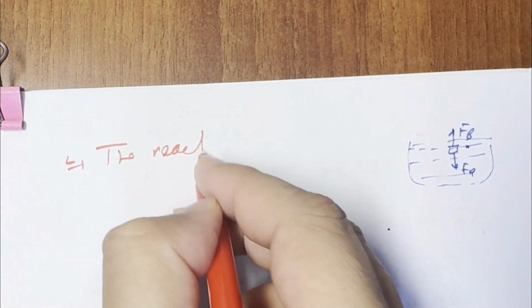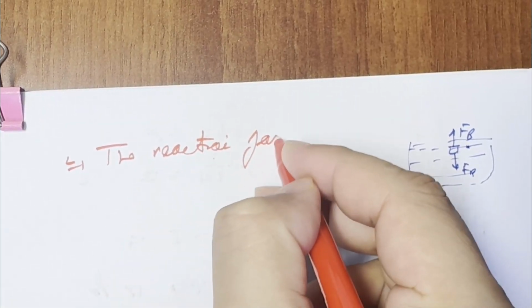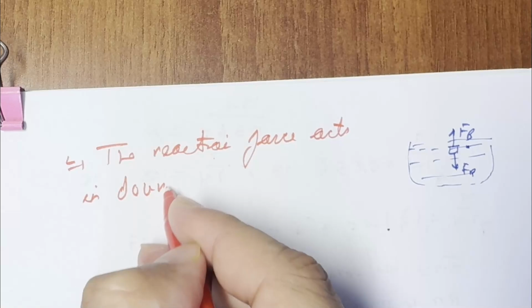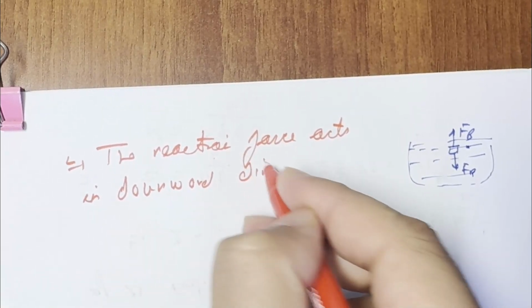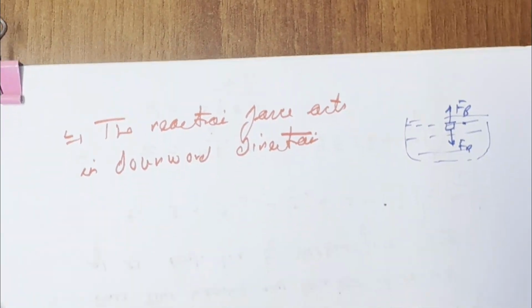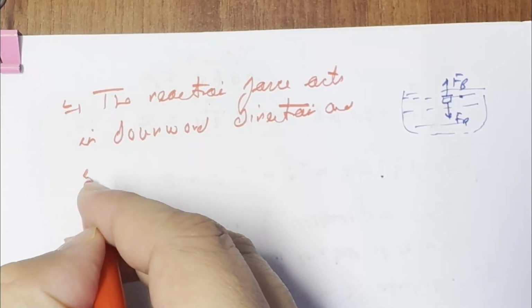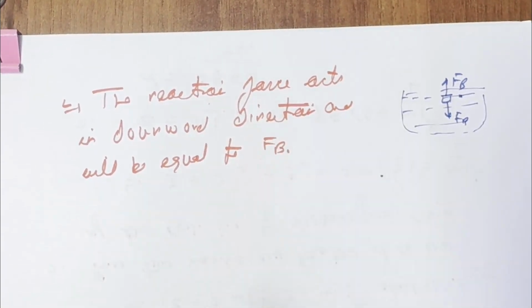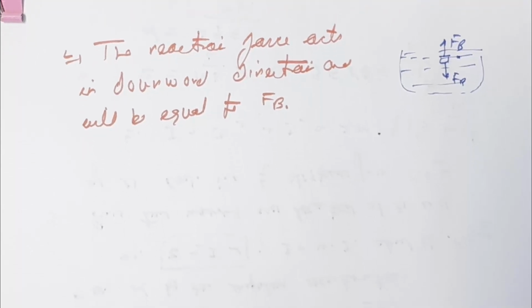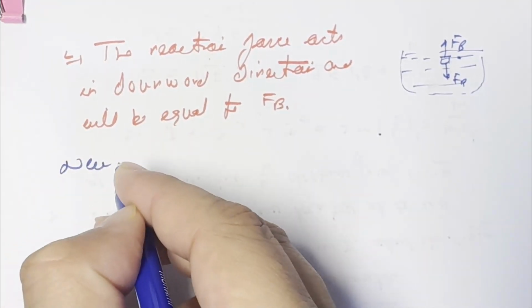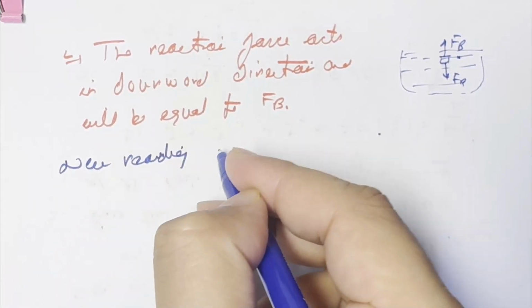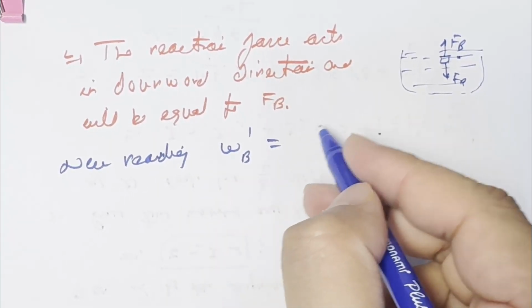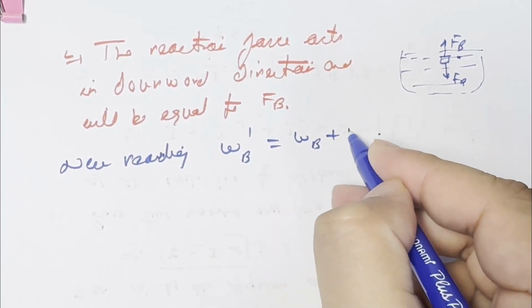The reaction force acts in the downward direction and will be equal to Fb. So therefore, the new reading, let us suppose Wb prime, will be equal to Wb plus Fb.